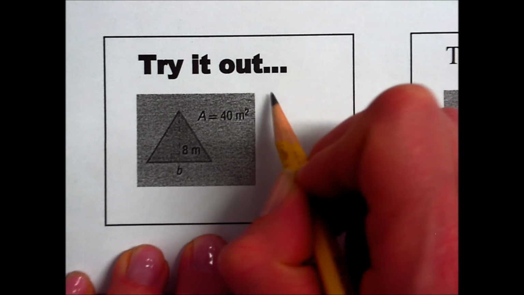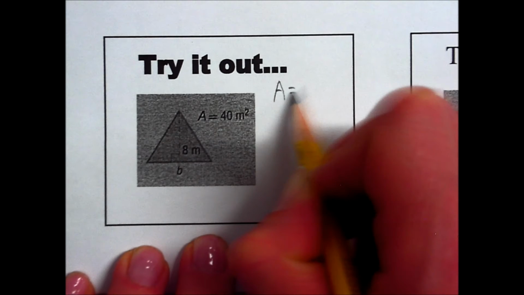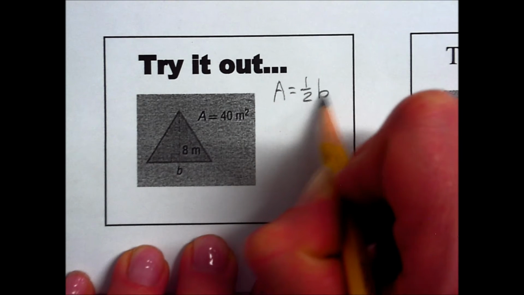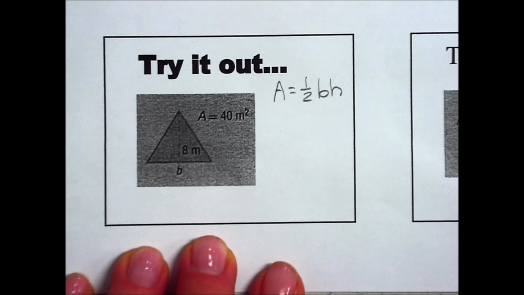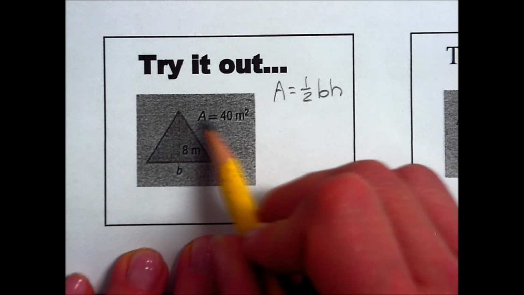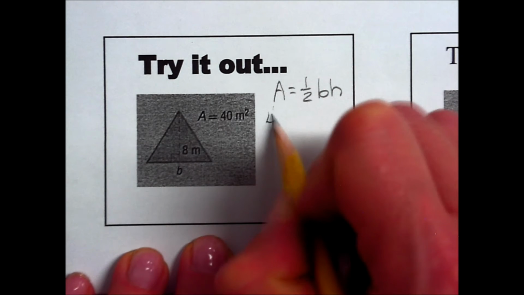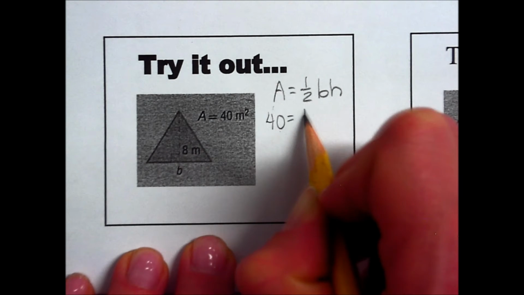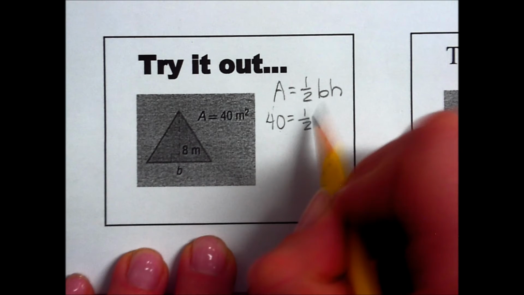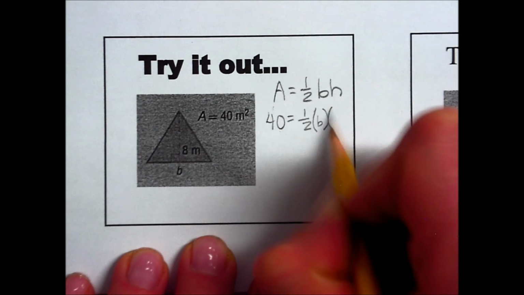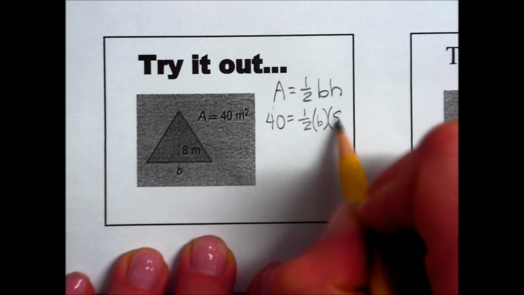Step 1 is to write our formula. Area equals 1/2 base times height. Now I'm ready to plug in. I know that the area is 40. I'm going to take 1/2. I don't know the base. I'm going to leave the b. And the height is 8.